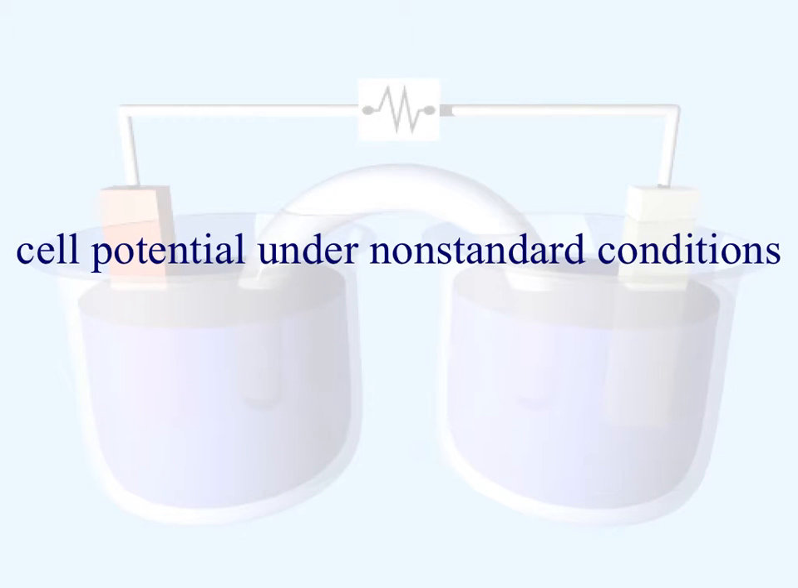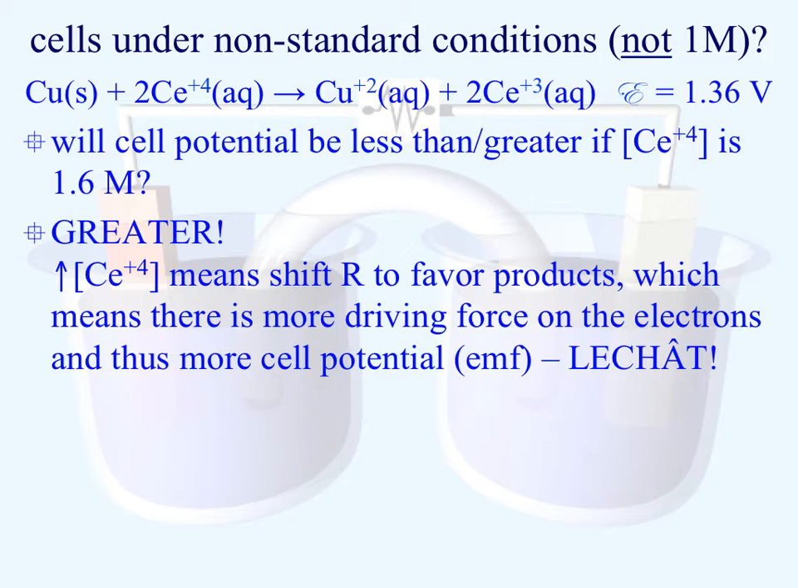So we're going to look at cell potentials under non-standard conditions. What we mean by cells under non-standard conditions is that the concentrations of the components that are reacting are not at 1 molar. If we look at this reaction that we've been provided with, copper is being oxidized by cerium-4 ions to cerium-3 ions, and this has a cell potential of 1.36 volts.